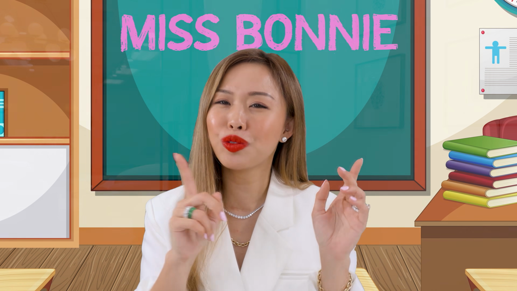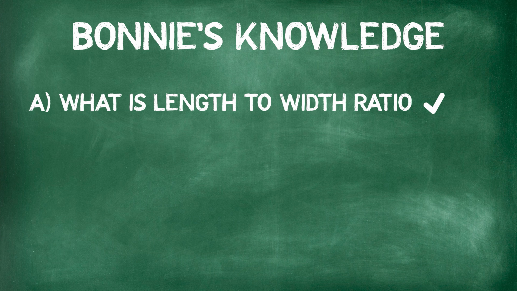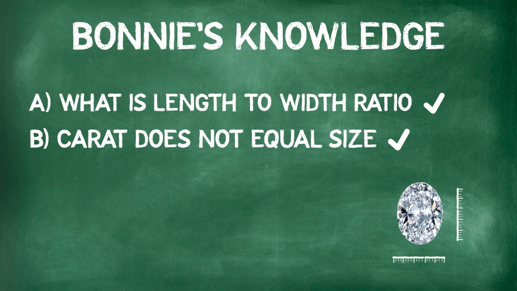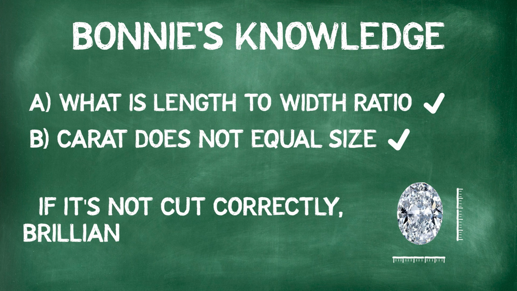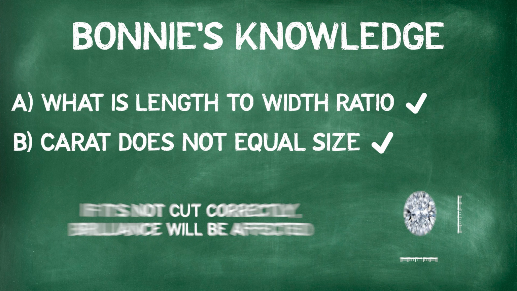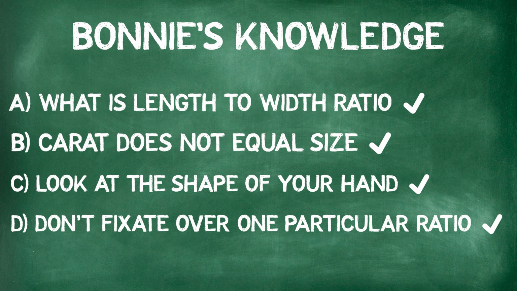I know I talked a lot today. I just want to really make a little conclusion. What have we learned in today's video? Let me put on my glasses. A, we learned what length to width ratio is, so now you know. B, we know that carat does not equal size, okay? Pay attention to the measurement of the stone, and if it's not cut correctly, you will not be able to maximize your sparkle. And C, look at the shape of your hand. That's gonna help you decide what length to width ratio to get. And the most important, don't fixate over one particular ratio.